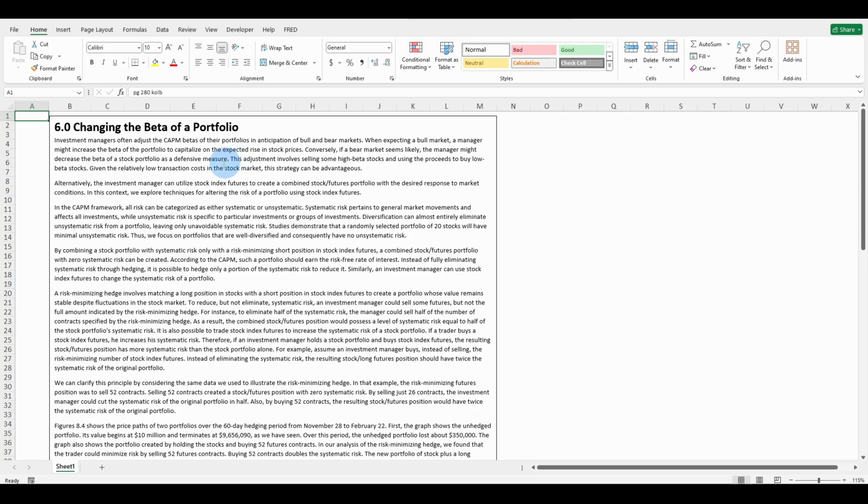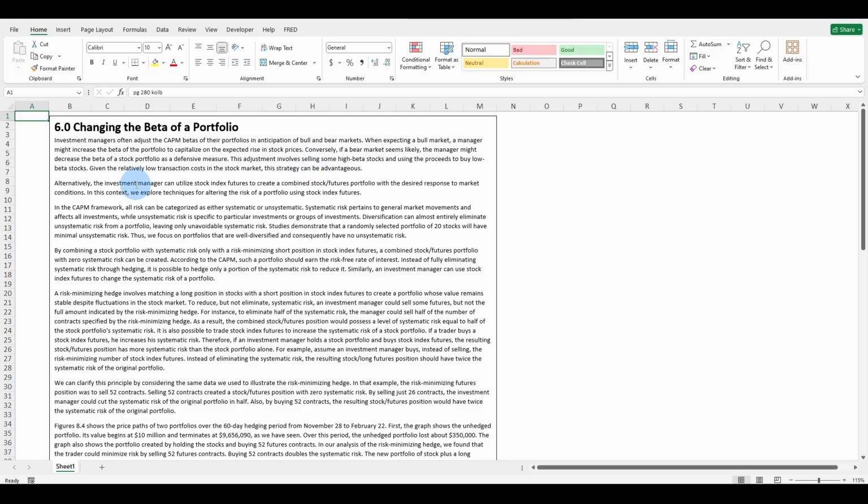Given the relatively low transaction costs in the stock market, this strategy can be advantageous. The adjustments involve selling some high beta stocks and using the proceeds to buy low beta stocks. That's one way of doing it. Conversely, if a bear market seems likely, the manager might decrease the beta of a stock portfolio as a defensive measure. This adjustment involves selling some high beta stocks and using the proceeds to buy low beta stocks.